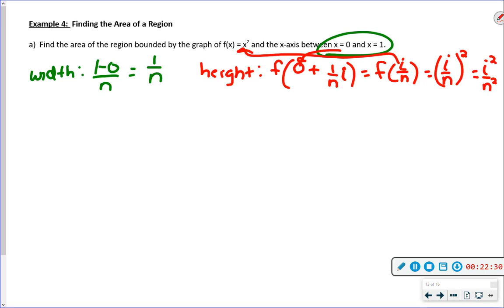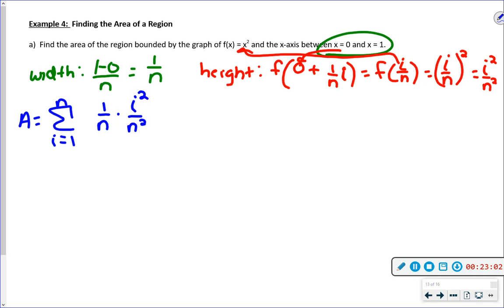Now remember, we're looking at the limit to infinity. We want to get as accurate as we can. Infinite rectangles, as many as we could fit in there. And of course, we want to add them together. So it's the sum. I'm going to start with the sum part first and do the limit at the end. So area equals sum, and we're going to do width times height. So 1 over n, there's my width, height, i squared over n squared.